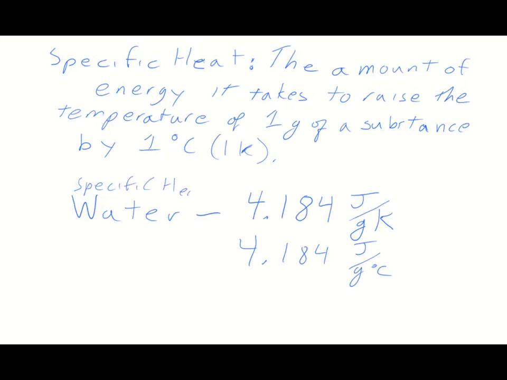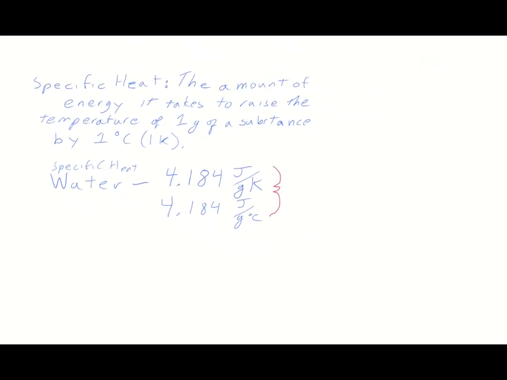Well, let's talk about this real quickly. The specific heat of water would be 4.184 joules per gram per Kelvin. That means that if I have 1 gram of water and I want to raise the temperature by 1 Kelvin, I need to have about 4 joules of energy in order to accomplish that task. The specific heat of water is actually used to define a unit of energy, and the unit of energy is a calorie.